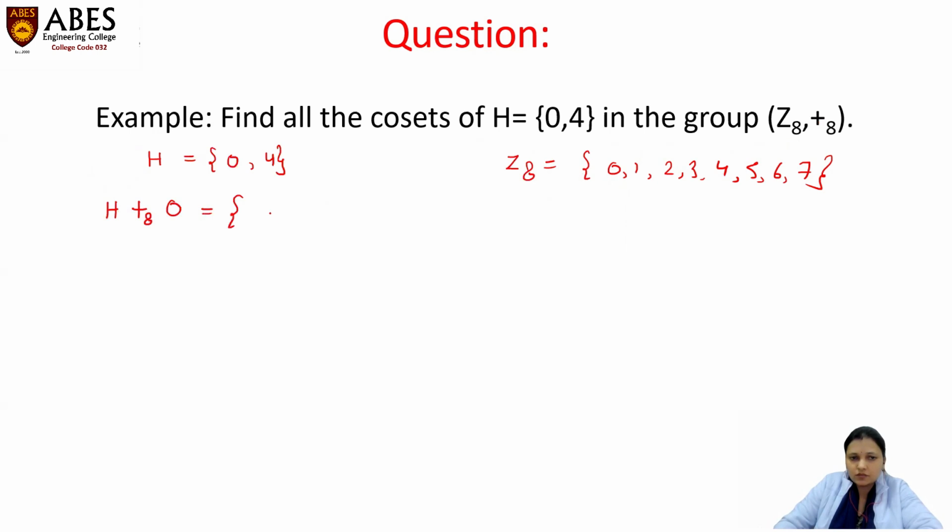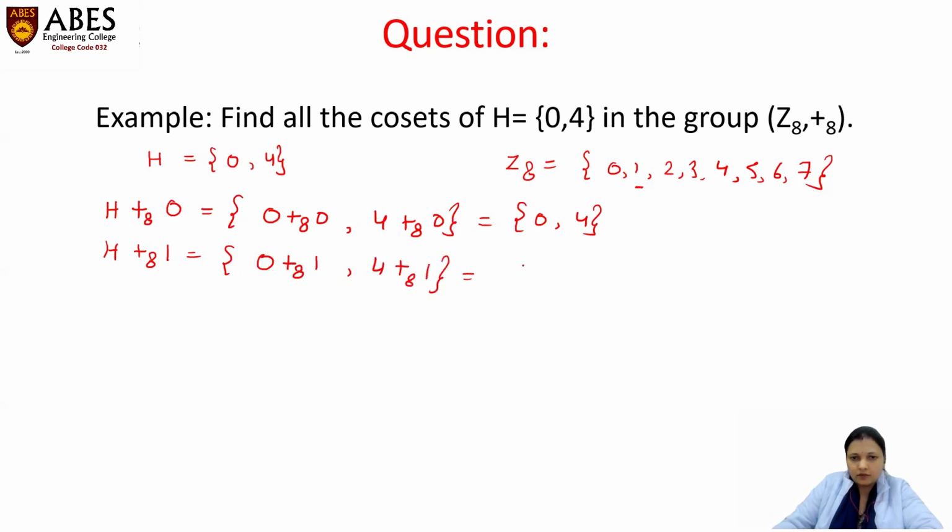So H plus addition modulo 8, 0. It will be 0 addition modulo 8 0, and 4 addition modulo 8 0. It will give us 0 and 4. Now H addition modulo 8, 1, the second element. Here we will just perform addition modulo 8 with 1.